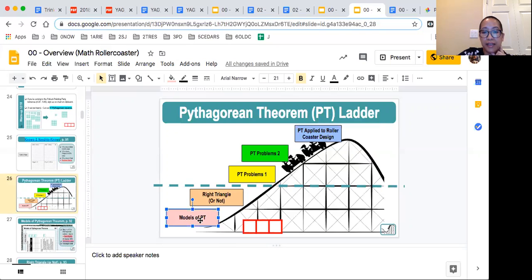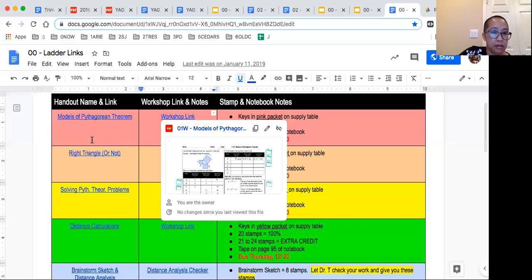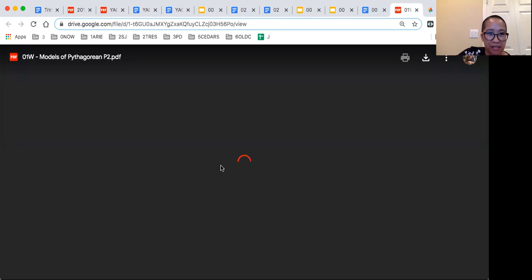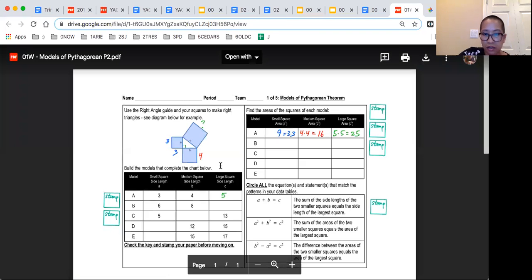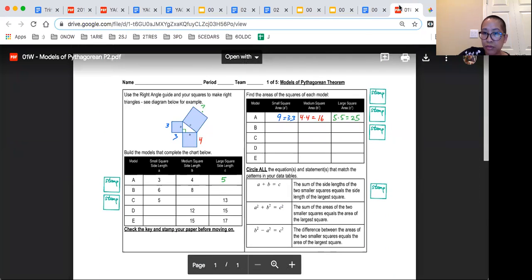The students really liked being able to self-pace. In order to make that possible, I had to make a couple things available to them. One was something to get them started. So there would always be a workshop link associated with a step in the ladder, which would give them just enough information to get started. So it might be a few sample problems filled in, some notes.